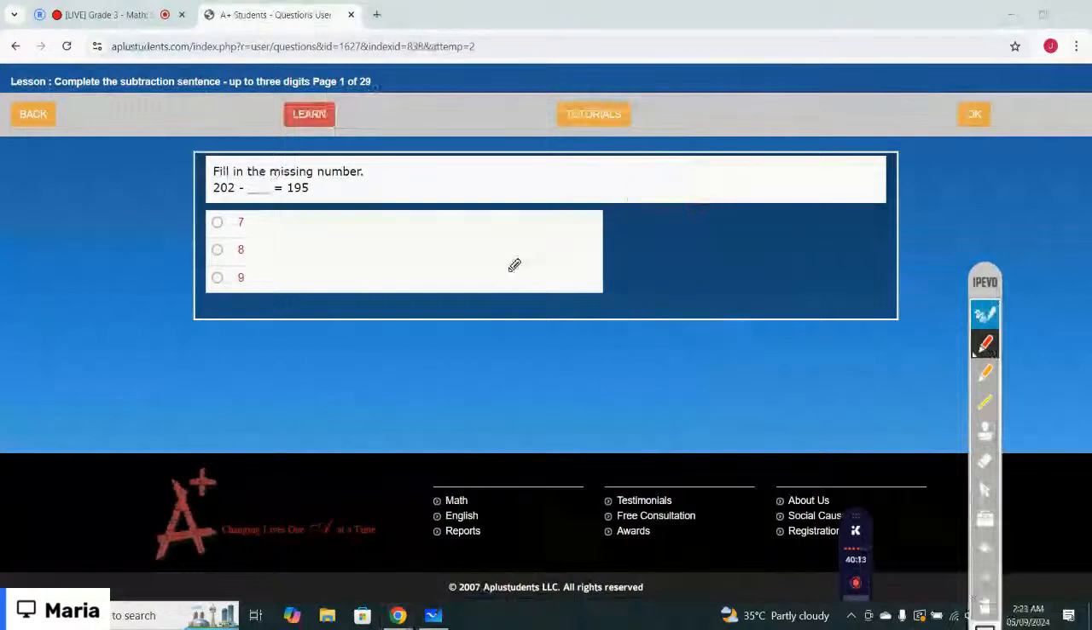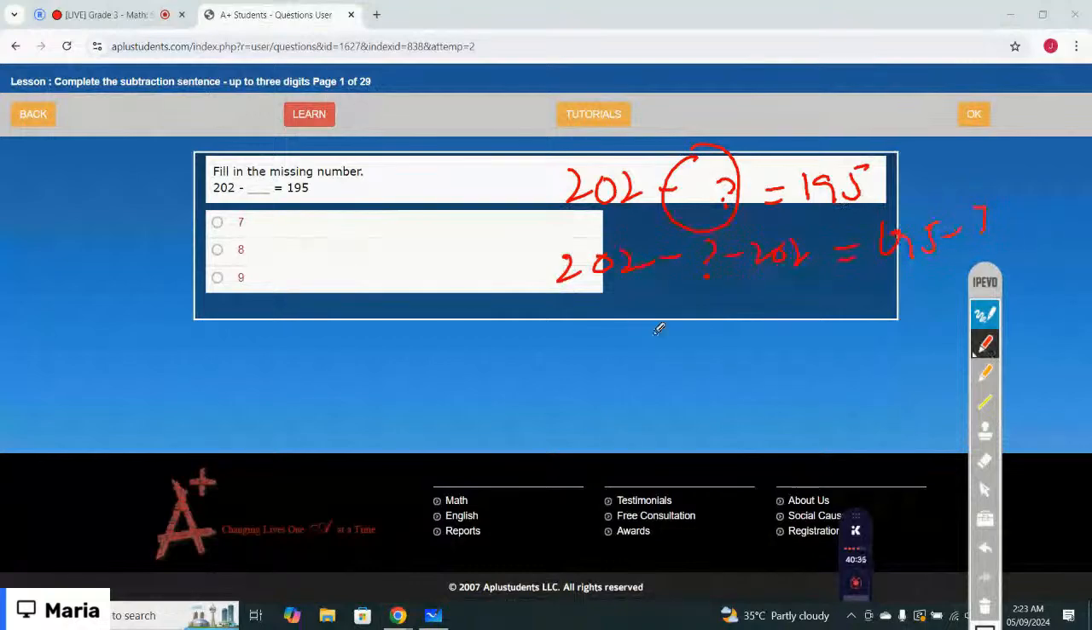195, right? That is 202 minus the missing number equals 195. So basically you have removed this from here, right? You can subtract 202 from both sides. So 200 take away 2 is 0.